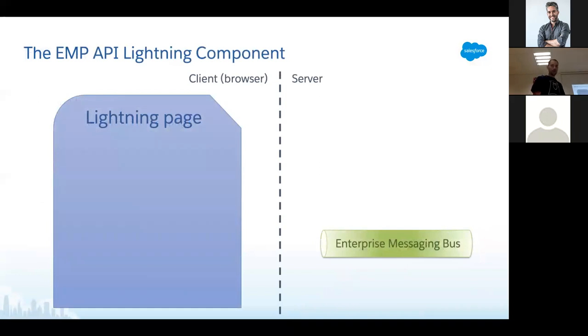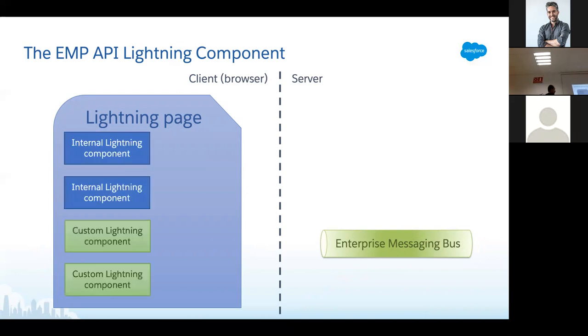Now, let me show you what I meant about sharing connections, because it's the key idea behind this implementation. Take for example a Lightning page running in your browser, and on the other end, the messaging bus, which delivers the messages. On this page, you have your own custom components, but there are also components which are internal to the platform.